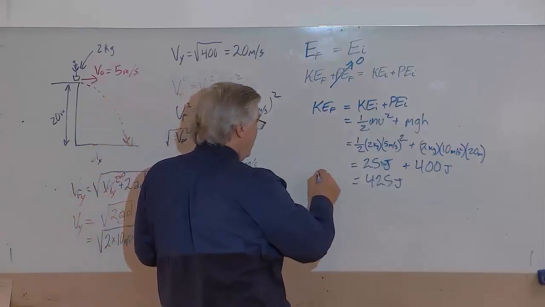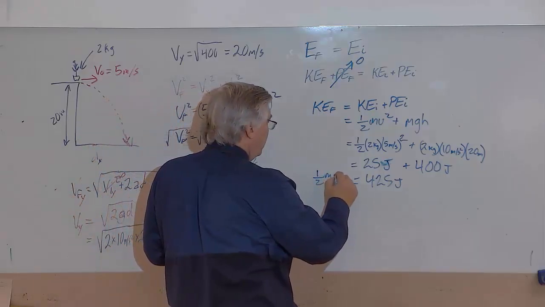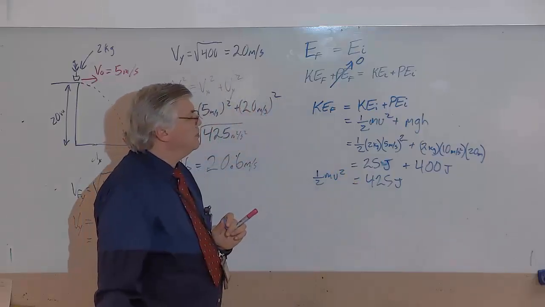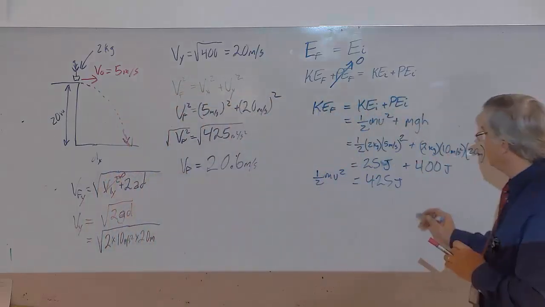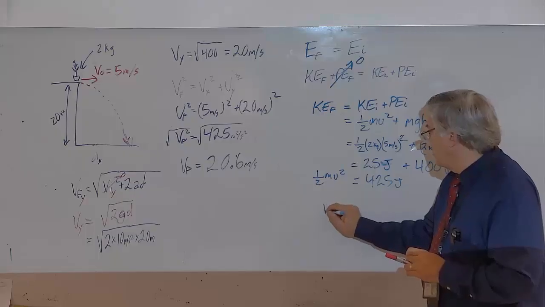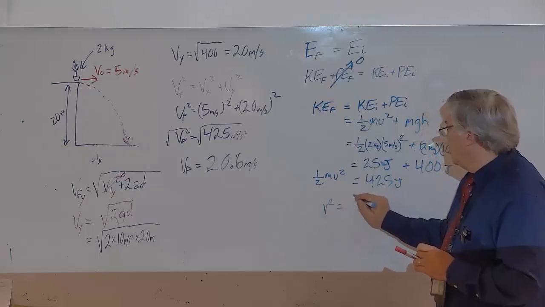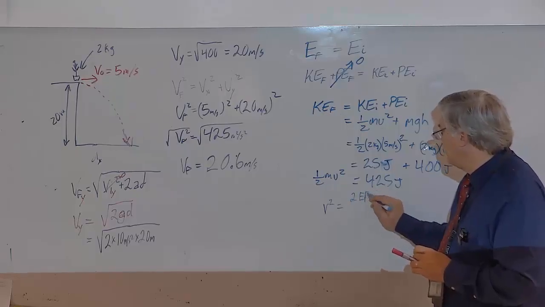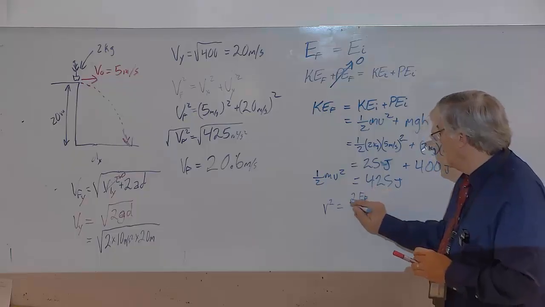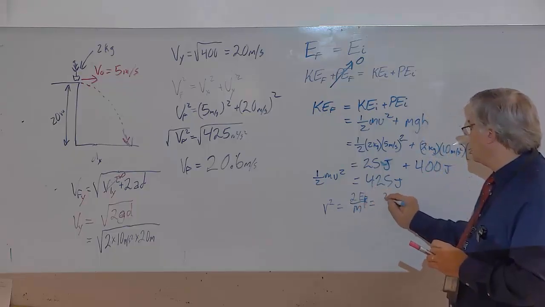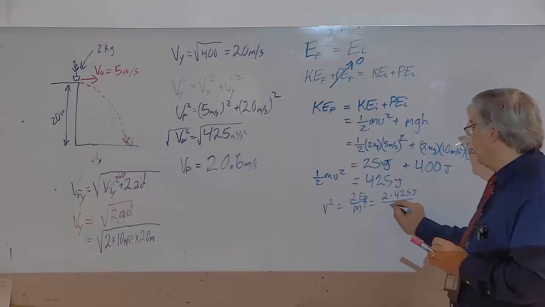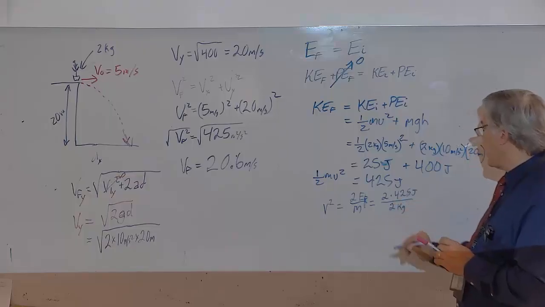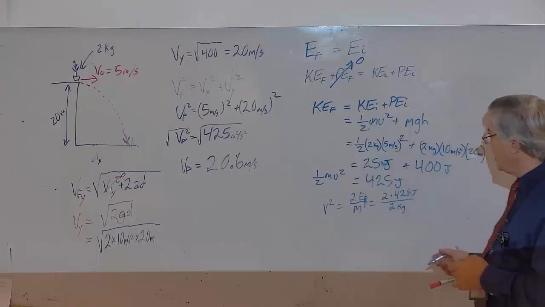That's equal to 1/2 mv squared. So I can rearrange this equation. When I rearrange this equation, I end up with v squared is equal to 2 times my final energy divided by my mass, which is 2 times 425 joules divided by 2 kilograms. Well, the 2's cancel. That's just convenient. It doesn't always happen that way.